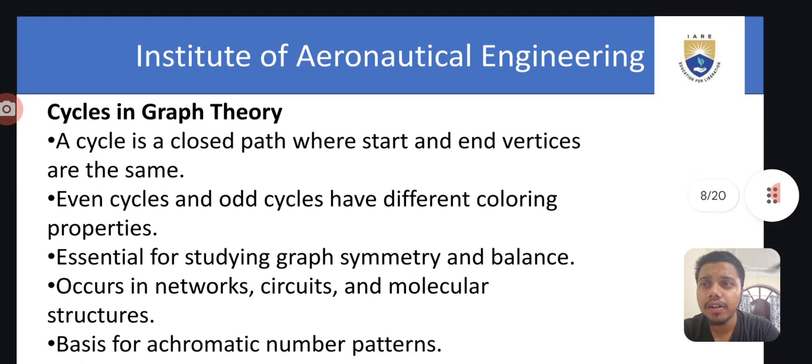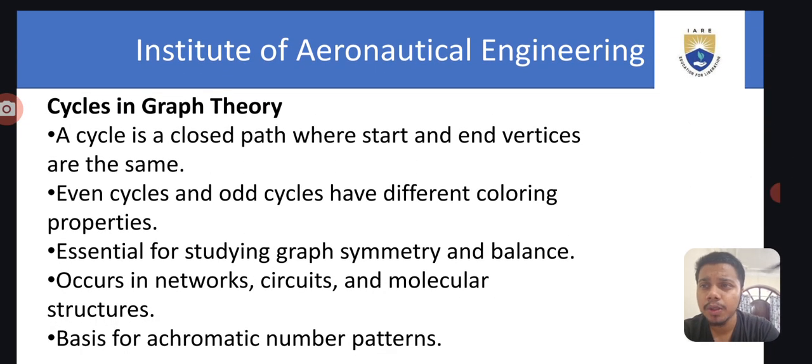Cycle in graph theory. A cycle is a closed path where the start and end vertices are the same. Even cycles and odd cycles have different coloring properties, essential for studying graph symmetry and balance. Cycles occur in networks, circuits, and molecular structures, and are the basis for achromatic number patterns.